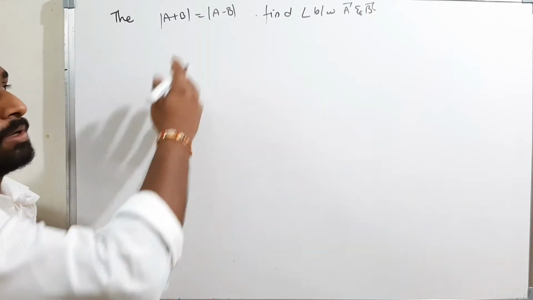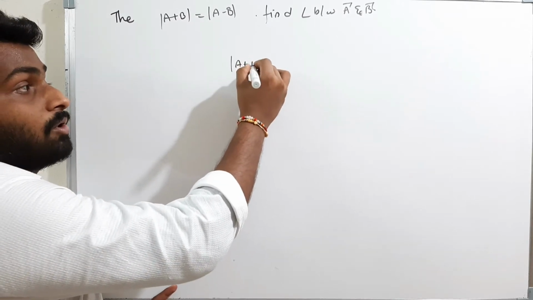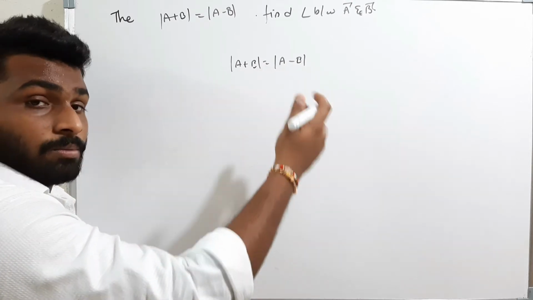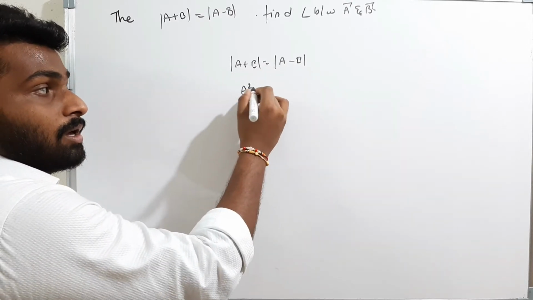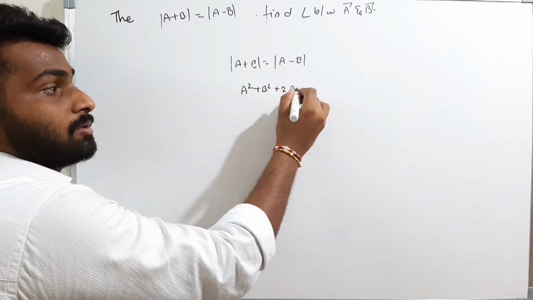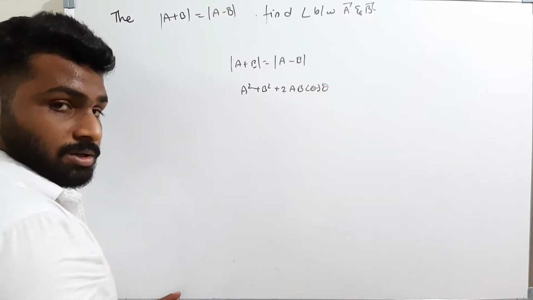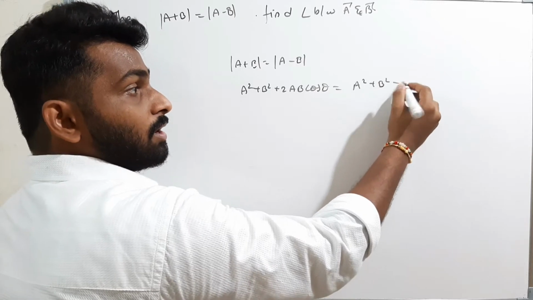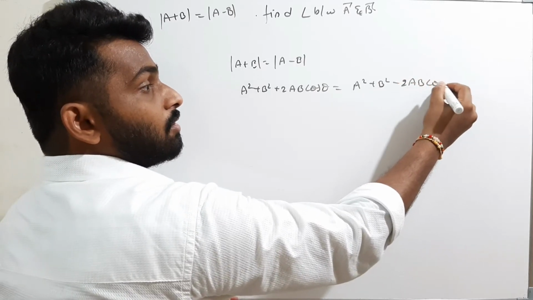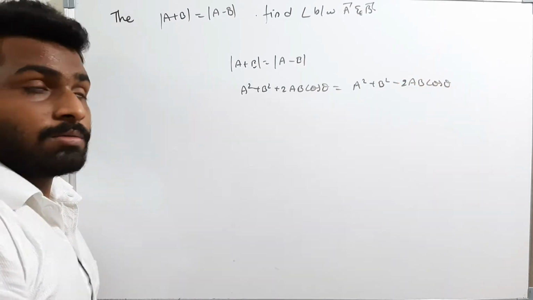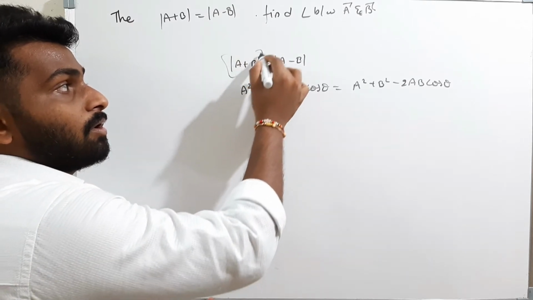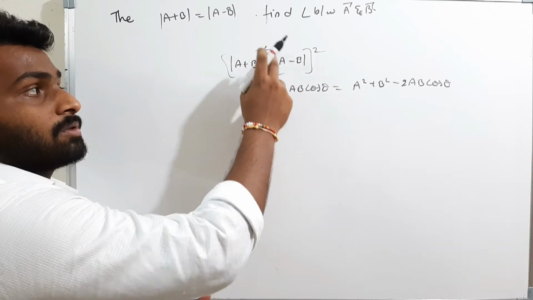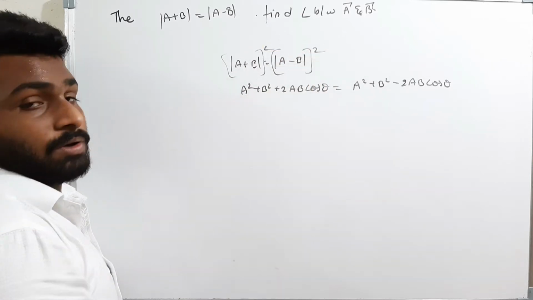How can we solve? Now they told that the magnitude of a plus b is equal to the magnitude of a minus b. Now square on both sides. What you will get? a square plus b square plus 2ab cos theta on this side, and a square plus b square minus 2ab cos theta on the other side. I am simply squaring on both sides, a plus b whole square and a minus b whole square.